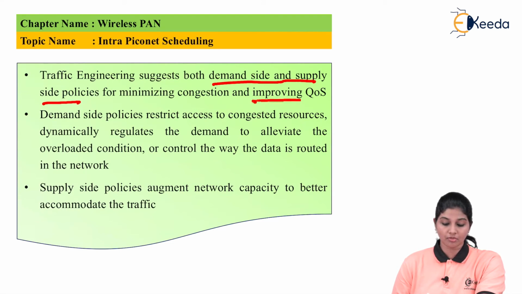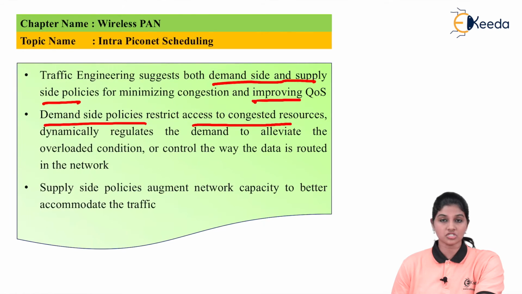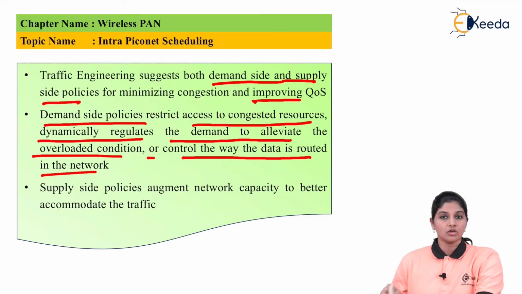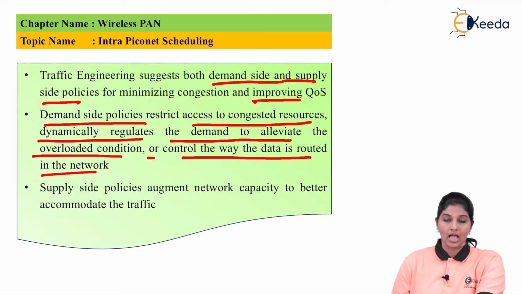The demand side policies restrict access to congested resources and dynamically regulate the demand to the overloaded condition, or control the way the data is routed to the network. As we know, resources are shared by the network, so it is possible that one resource gets congested with most of the requests. By using the demand side policy, it is possible to restrict access to that particular resource. By using this method, it is possible to reduce the network overload condition and provide improved quality of service to the user, and we can also control the way the data is routed to the network.